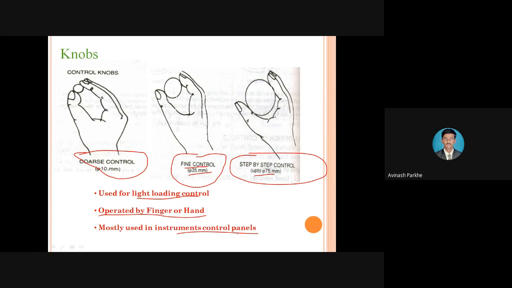So this is the fourth control device, which is provided in different types of equipment, different types of machines, or maybe in different types of workstations. Therefore, these knobs also play a very important role in ergonomic consideration. So it is designed as per the requirement of that particular operator. So these are the different types of knobs.